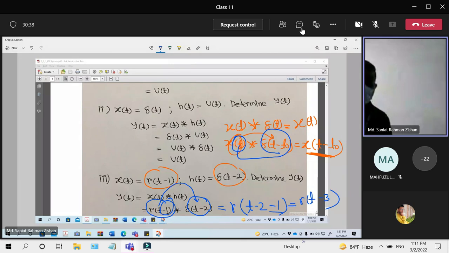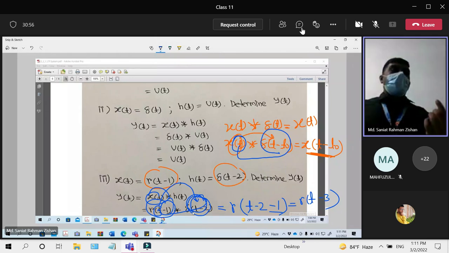R(t - 1) is the x(t) here. So it will be as x(t) convolution delta(t - t naught). So t will be replaced by t - t naught. Any problem from question number 3? Anyone?